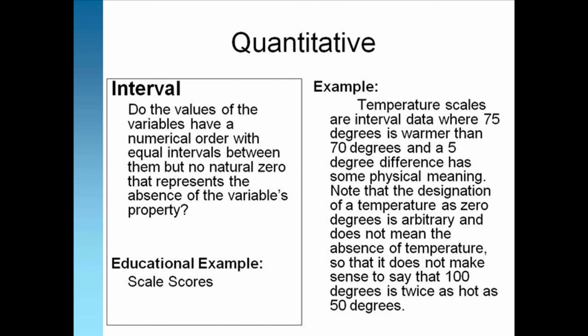Interval quantitative variables have a numerical order with equal intervals between them, but no natural zero that represents the absence of the variable. Temperature scales help us understand this type of variable. Temperature scales are interval data where 75 degrees is warmer than 70 degrees, and a 5-degree difference has some physical meaning. Note that the designation of a temperature as 0 degrees is arbitrary and does not mean the absence of temperature, so that it does not make sense to say that 100 degrees is twice as hot as 50 degrees. A good educational example of an interval variable is a scale score.